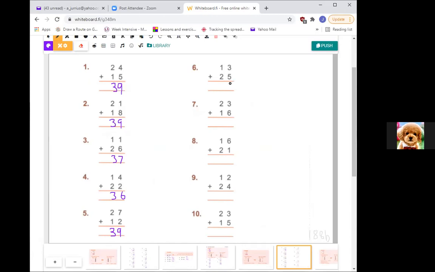13 plus 25 is 33. So let's add this in pieces. Let's add the ones column first. What's 3 plus 5? 3 plus 5 is 8. So you put the 8 down. And then you look at the tens column. What's 1 plus 2? 3. Right. So what's the answer? 38. Thank you so much. Evan, will you do number 7?